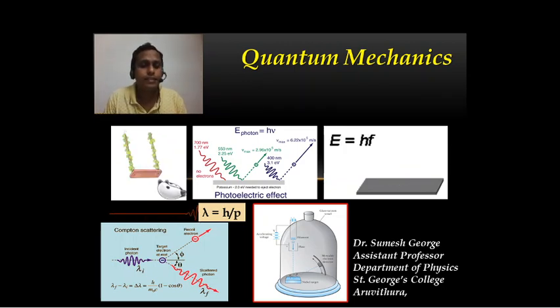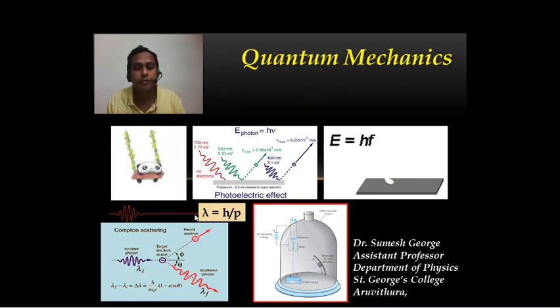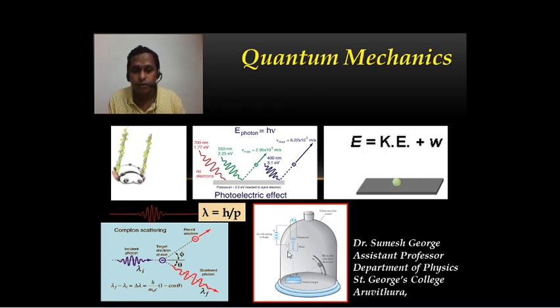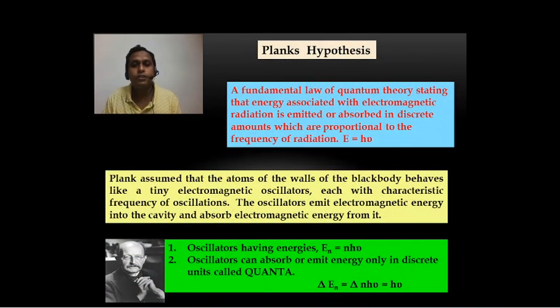In this session, we will discuss Planck hypothesis, photoelectric effect, de Broglie concept of dual nature of matter or de Broglie wavelength, then Compton effect, and Davisson Germer experiment. First, we discuss Planck hypothesis.